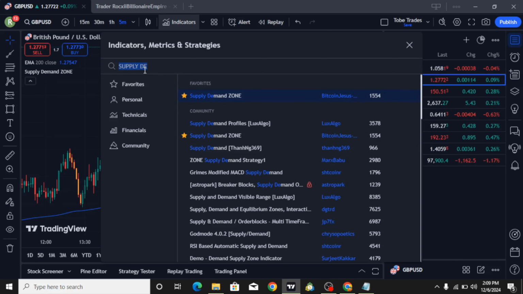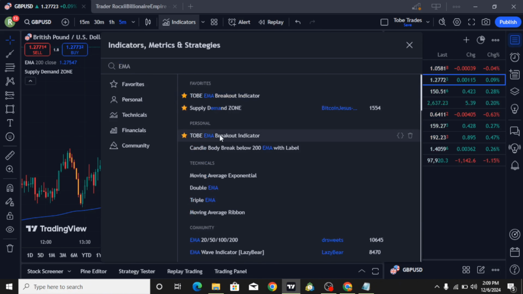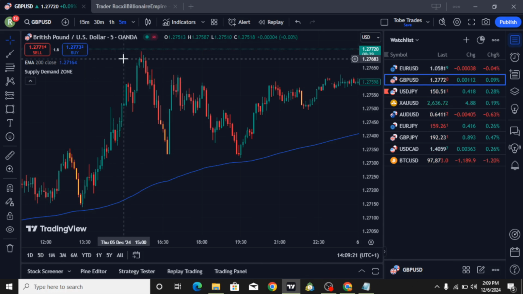Then you want to add an indicator called the 200 EMA. Just type in EMA, which is moving average exponential, and add that to your chart. Once that is added to your chart, that's all you need for the strategy to work. This strategy works on the 1 minute time frame, the 3 minute time frame, and the 15 minute time frame, and any time frame above that, it works.